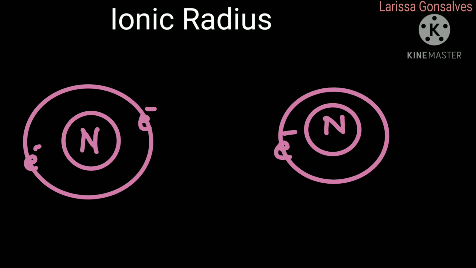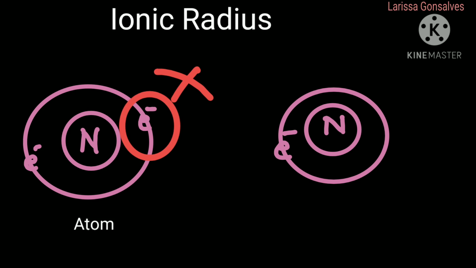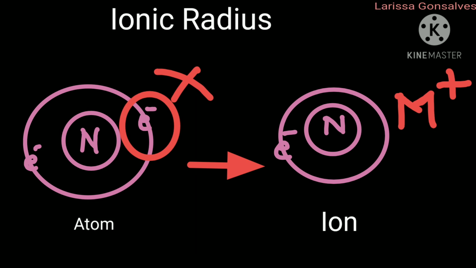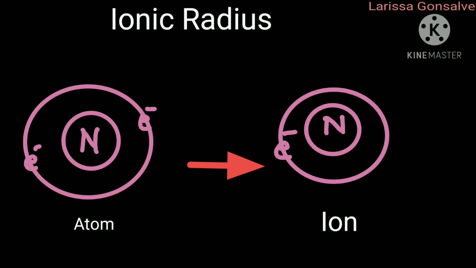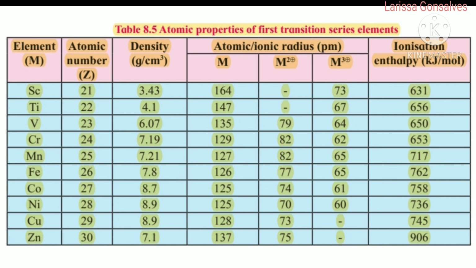So now we are going to study about ionic radius. When you have an atom and when you remove one electron from it, it forms an M+ ion. If you remove 2 electrons, it forms M2+ ions. Ionic radii also follow the same trend as atomic radius. That is, as we move from left to right in the transition series, the ionic radii are going to decrease.